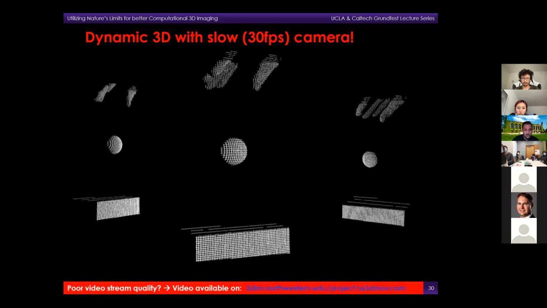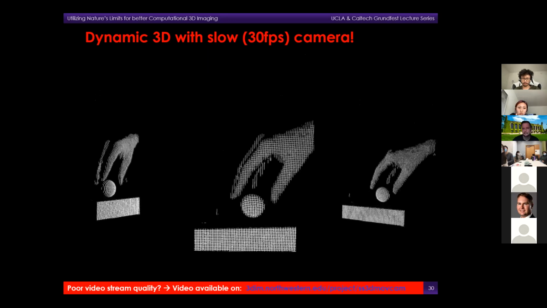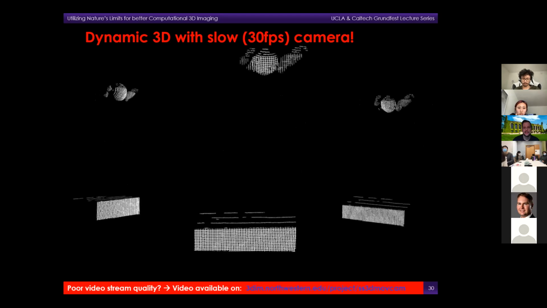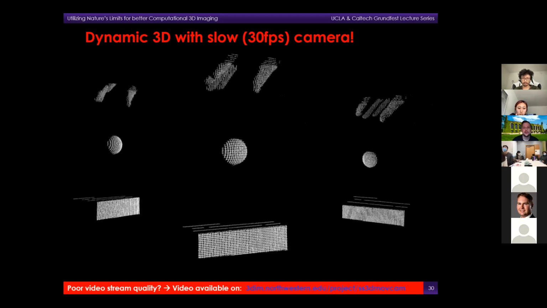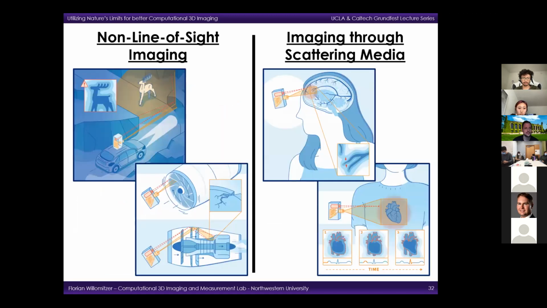Okay, that's it for the single shot 3D movie camera. And with this, we move on to the next research topic for today, which is also a textbook example for proper illumination encoding. And these are our synthetic wavelengths imaging principles. Here I will mainly talk about synthetic wavelengths holography, which is a novel method to tackle the new and exciting problem of imaging around corners and imaging through scattering media like fog, for example, or skin.